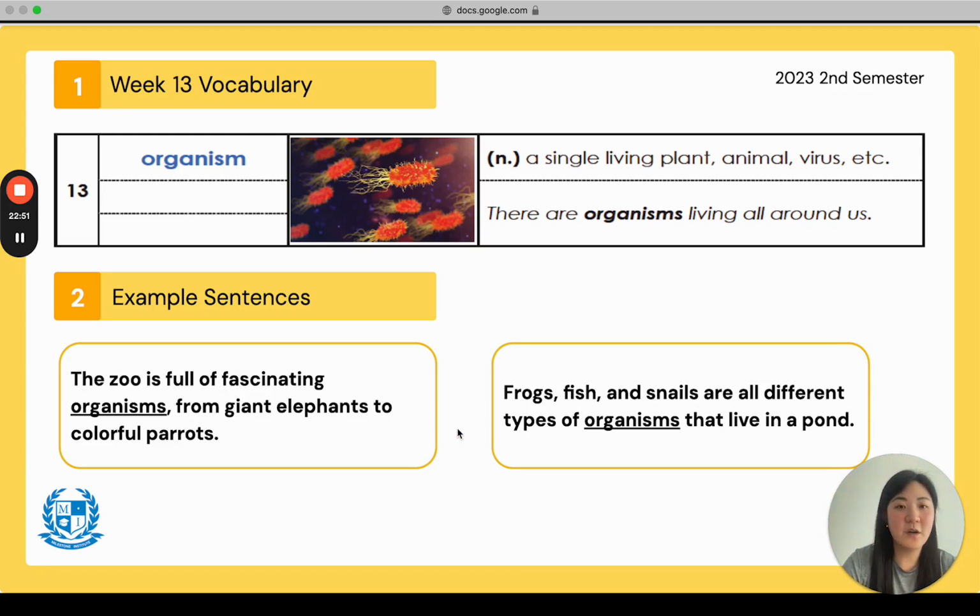Repeat after me. There are organisms living all around us. Next, the zoo is full of fascinating organisms, from giant elephants to colorful parrots. And then next, frogs, fish, and snails are all different types of organisms that live in a pond. Good. So these are all different types of living things. Organism.